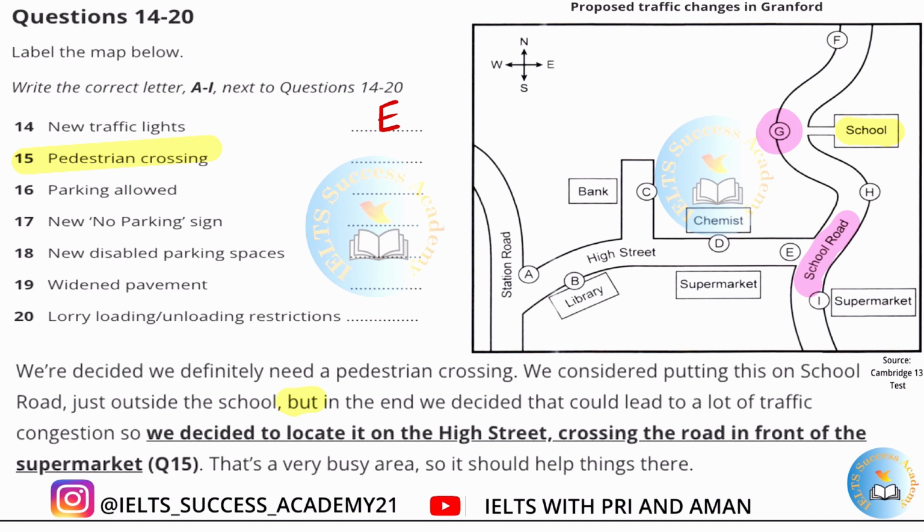So we decided to locate it on the high street. Okay. So high street is here in green, crossing the road in front of the supermarket. Supermarket is this one, and there is only one letter which is in front of the supermarket, which is letter D. So answer should be D. Okay. So the first part of the talk was to confuse you. So this should not be the answer. The correct answer should be letter D. So let's write D here.